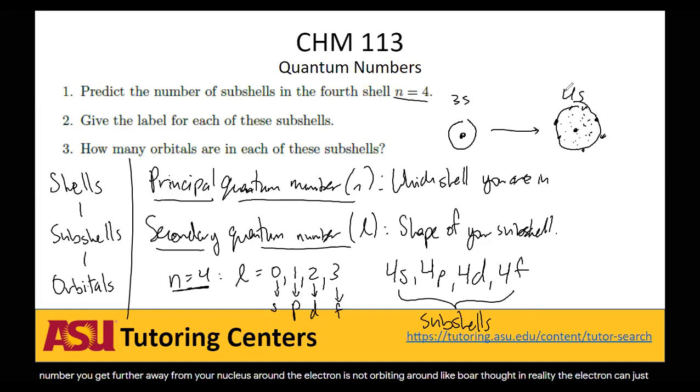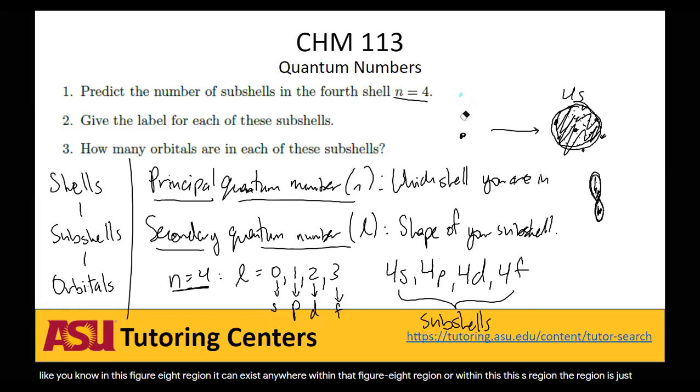It's just that because we're up a principal quantum number, the electron is more likely to appear further out than it is for a 3s orbital. Okay, so don't think of these as your electron existing on this outer region, or even for the p orbitals, that it exists in this figure 8 region. It can exist anywhere within that figure 8 region, or within this S region. The region is just meant to say, hey, your electron has a 99.999% chance of being found within that region. Okay, so that's what subshells are.